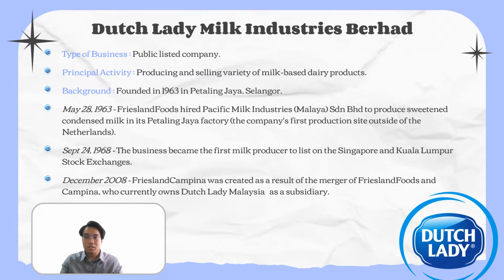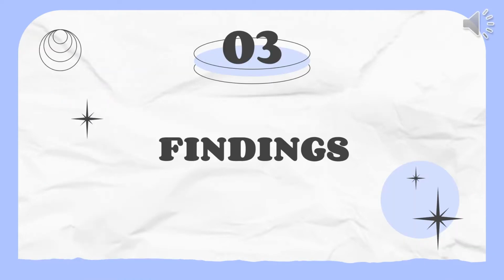About the history, on May 28, 1963, Friesland Foods hired Pacific Milk Industries Malaya Sdn Berhad to produce sweetened condensed milk in the Petaling Jaya factory. Then, on 24 September 1968, the business became the first milk producer listed on the Singapore and Kuala Lumpur Stock Exchange. Lastly, in December 2008, Friesland Campina was created as a result of the merger of Friesland Foods and Campina, who currently owns Dutch Lady as a subsidiary. The third part of our presentation is our findings from Farm Fresh Berhad and Dutch Lady Milk Industries Berhad.